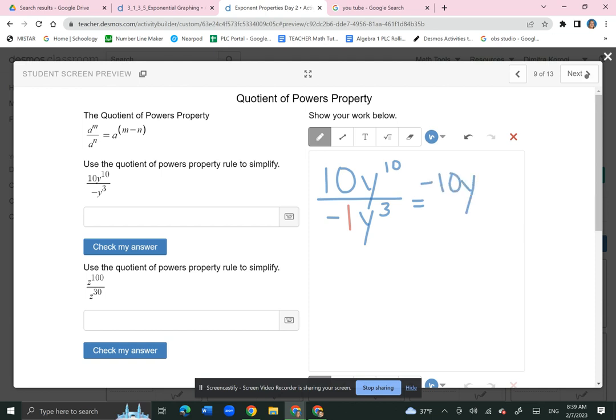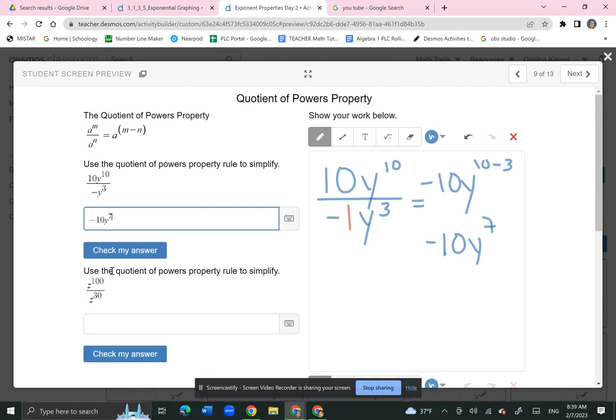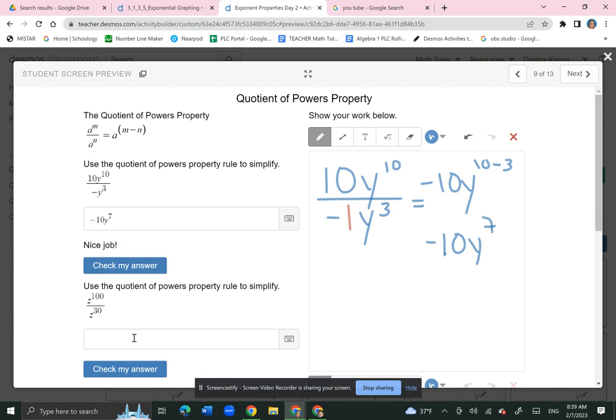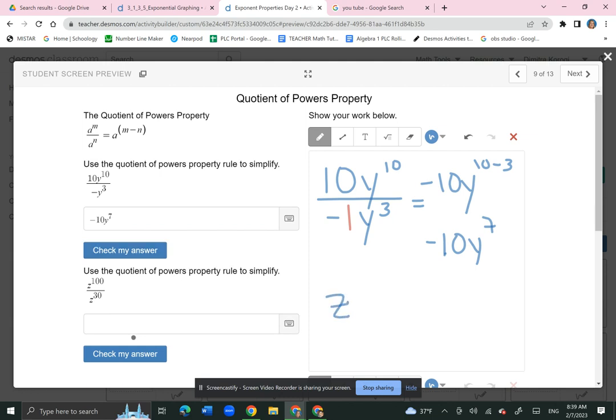And then the y's are going to be y raised to the power of 10 minus 3. So I get negative 10y raised to the power of 7. Check my answer. Yes. All right, so let's do the next one. So z raised to the power of 100 divided by z raised to the power of 30. When I divide powers with the same base, I subtract the exponents. So I get 100 minus 30. So I get z raised to the power of 70.